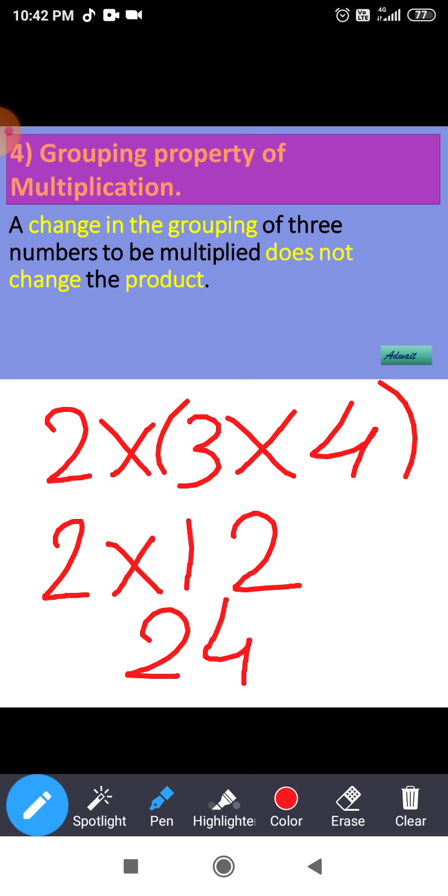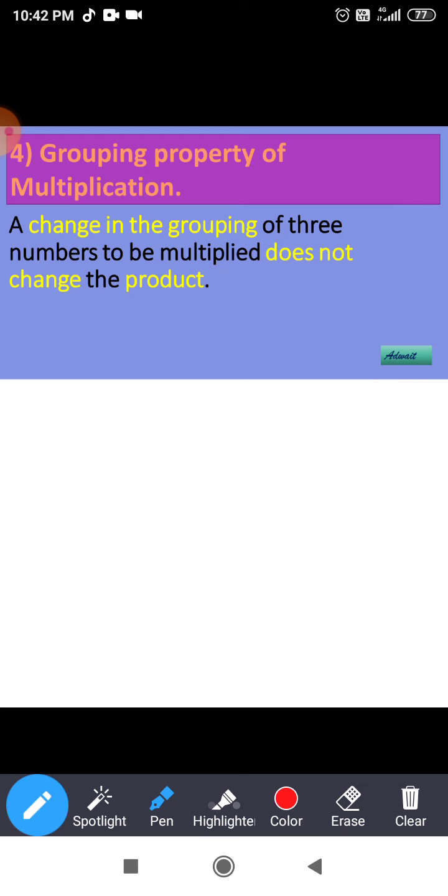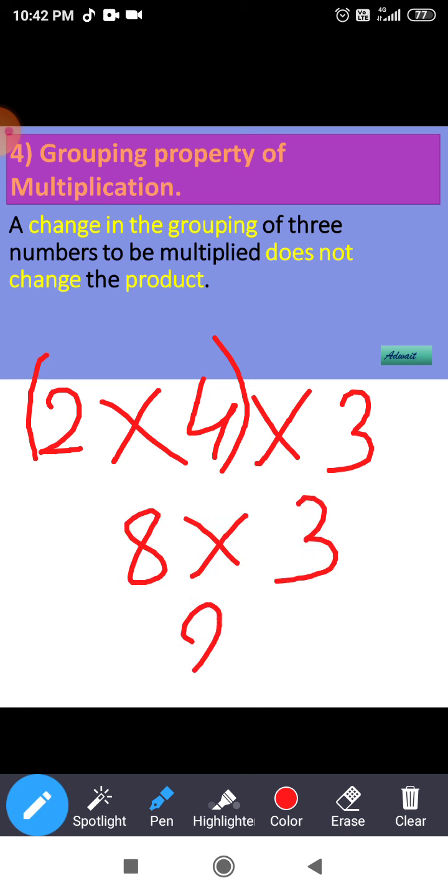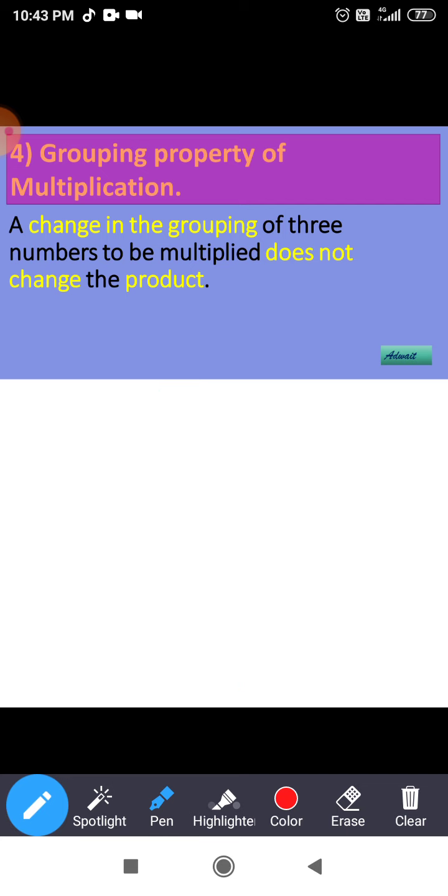Initially I made the group of 2 and 3, and now I have made the group of 3 and 4. See, again a different grouping, 2 into 4 into 3. Again the numbers are the same, 2, 3, 4, but this time we are going to make the group of 2 and 4. So 2 fours are 8 into 3. How much are we going to get? 24. So if we are multiplying 3 or more than 3 numbers and making different groups of numbers, the answer remains the same. It will not change. Okay.